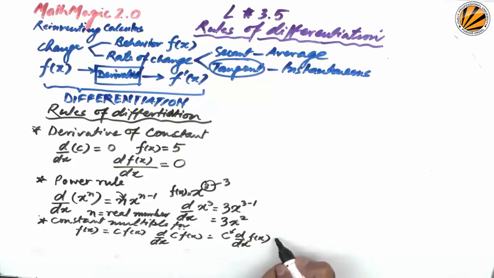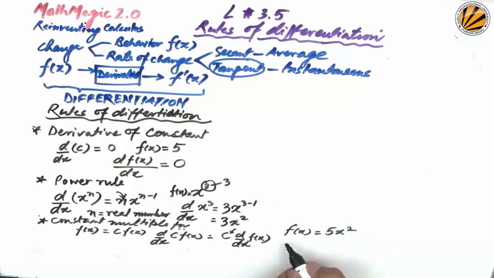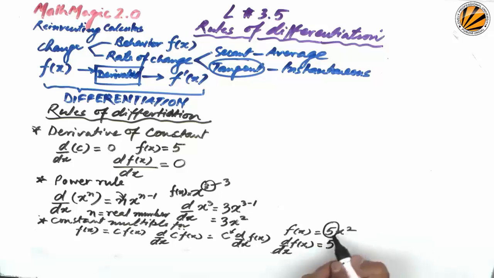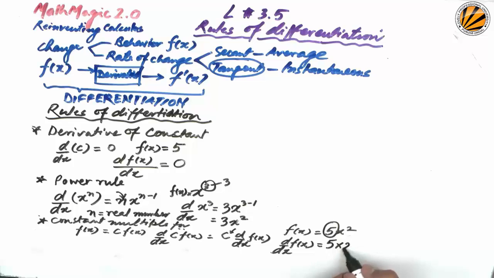The example related to this is, say, the function is equal to 5x square. Now the derivative of this function, d by dx, as we know, is nothing but the slope of the tangent. We'll take the constant out, and then we'll find the derivative of x square by using the power rule. So it will be equal to 2x, because 2 is going to come over here and x to the power 2 minus 1. So this is nothing but 10x.